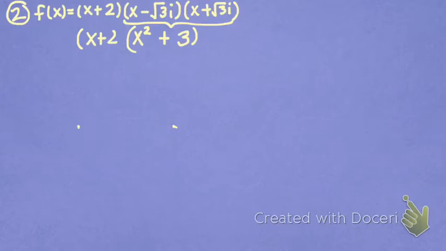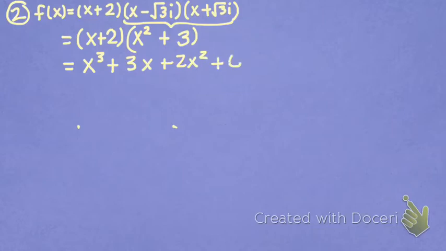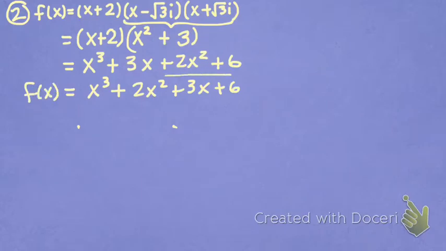And then we've still got to bring in our other factor, x plus 2, so we'll FOIL this out to get our final standard form. We distribute the x squared, and we get x to the third plus 3x plus 2x squared plus 6. And then the only thing we need to do to be in completely standard form is to rearrange those two middle terms to go in descending order of degree. And we get this as our standard form of f of x.